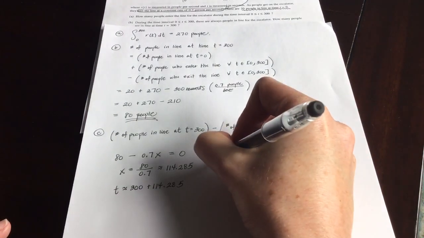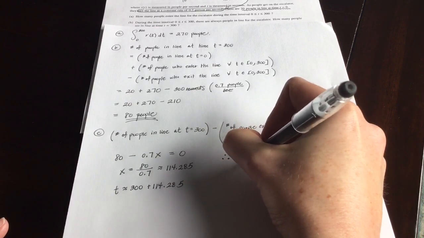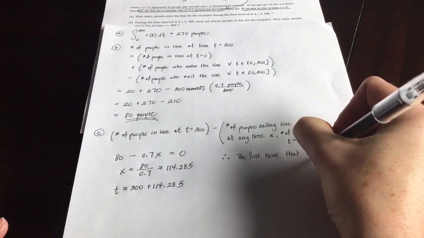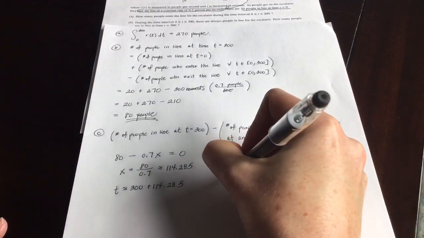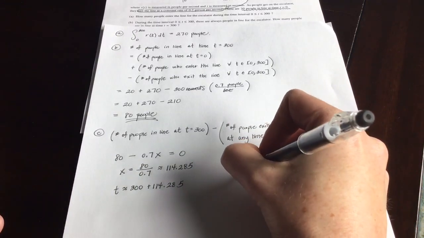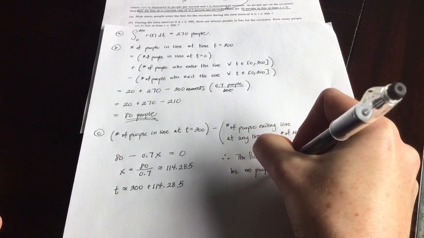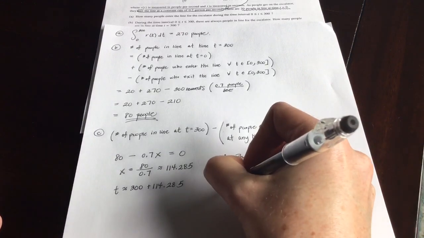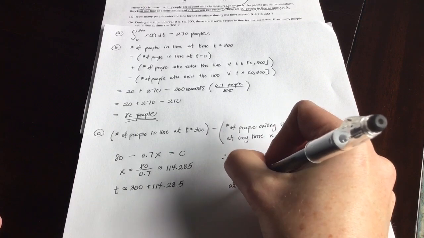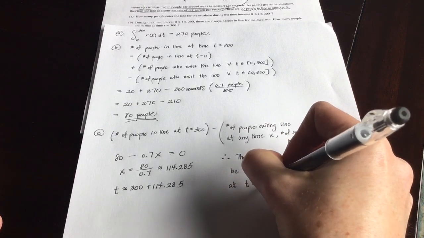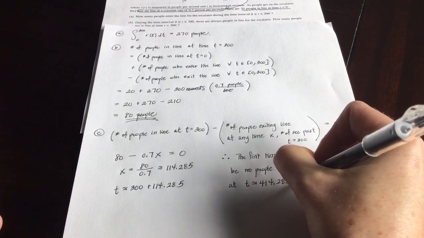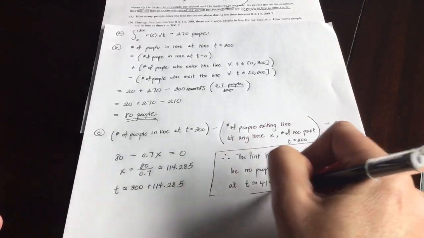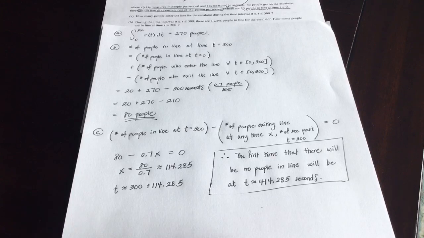Okay, so therefore, the first time that there will be no people in line will be at t approximately 414.285 seconds. There we go. All right, my friends.